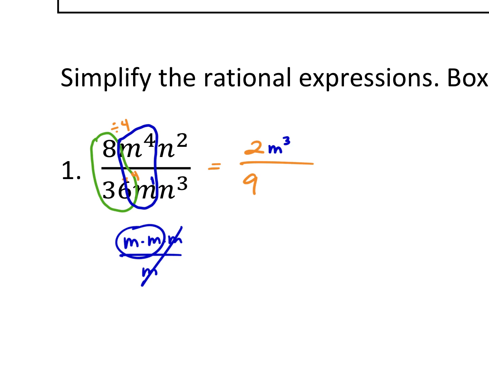Okay? Then look at your next one. N squared over N. What do you do with 2 and 3? You subtract them. You get the number 1. Where does N to the 1st go? On bottom, because you have more N's on bottom. So N to the 1st on bottom. Is there anything else you can simplify about this?